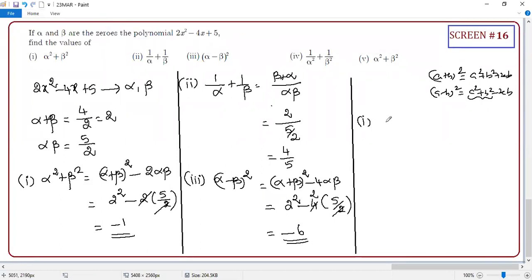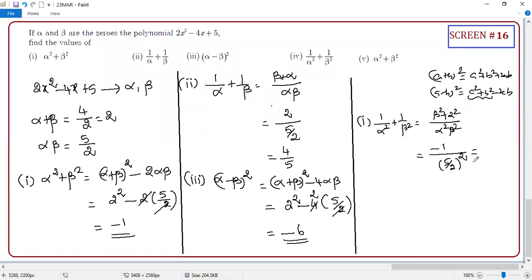1 by alpha square plus 1 by beta square. You see, repeatedly the same thing is coming. Correct or not? What is the LCM? Alpha square beta square. Here beta square will come, here alpha square will come. So alpha square plus beta square, you already know, is minus 1. Guys, try to apply timely. And what is alpha square beta square? It is alpha beta the whole square, which is 5 by 2 the whole square. Any doubt?